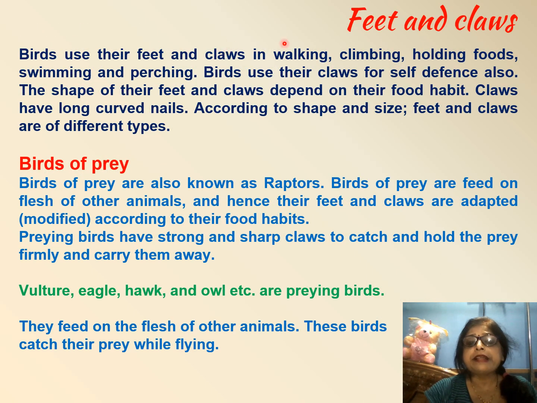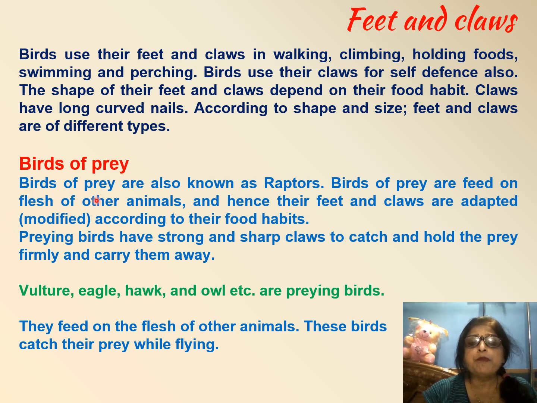My dear students, next one is feet and claws. Birds use their feet and claws in walking, climbing, holding food, swimming and perching. Birds use their claws for self-defense also. Self-defense means self-protection. The shape of their feet and claws depends upon their food habit. Whatever food they are having, the shape will depend upon this. Claws have long curved nails. As the nails present in our hand, they also have nails in their claws. According to shape and size, feet and claws are of different types.